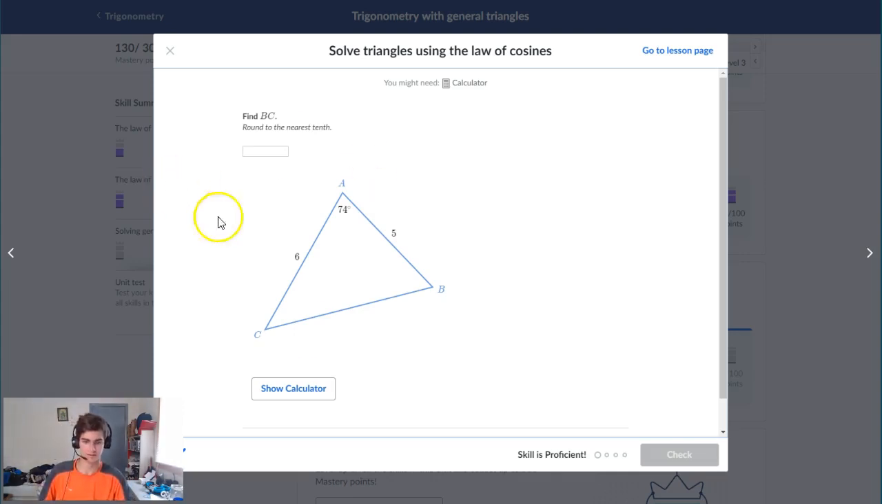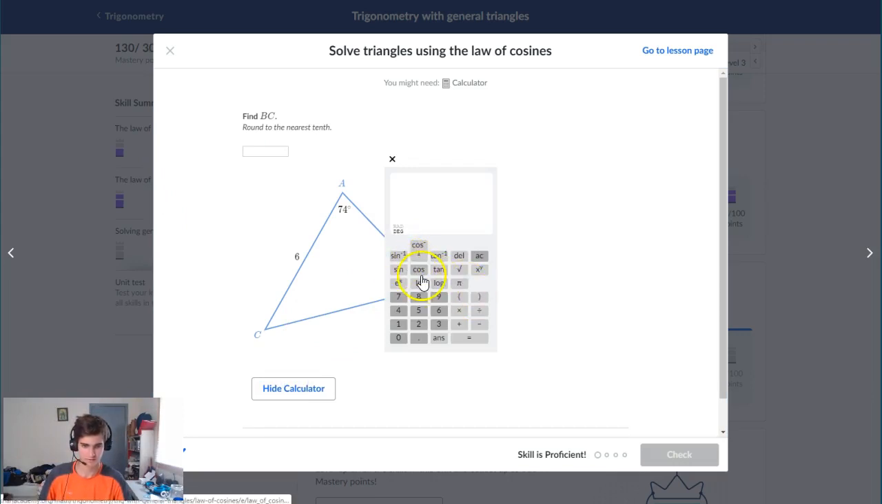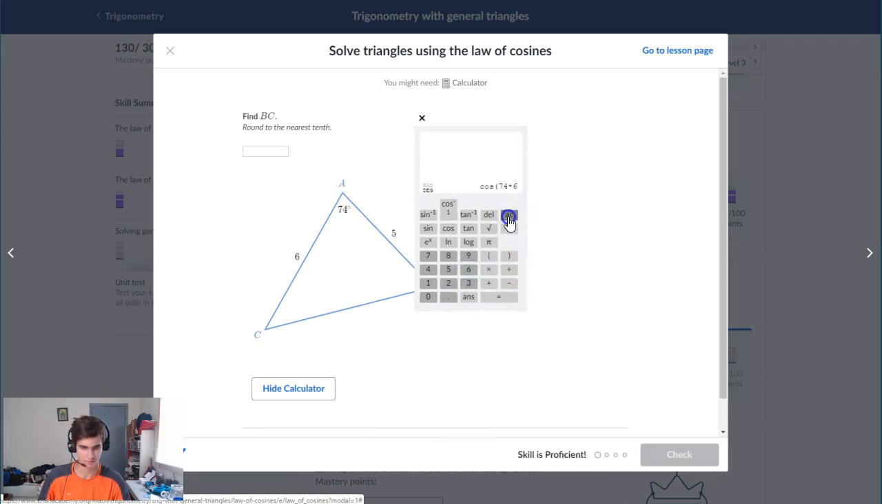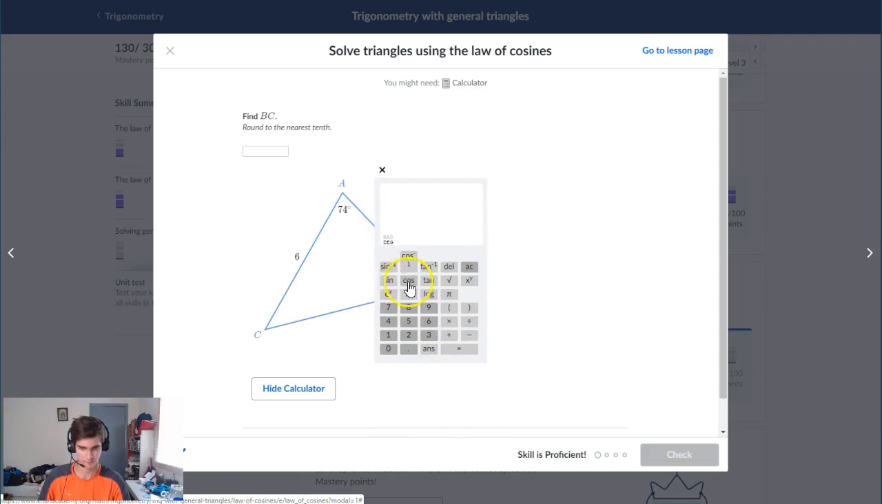So let's use the calculator now to find the cosine of 74 times 60. Oops. Let me clear that. Okay. Cosine of 74 times 60. 16.53. So let's subtract 61 minus this.